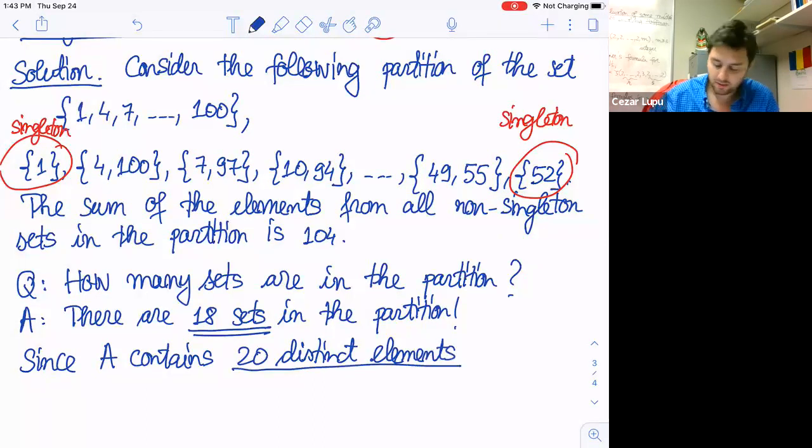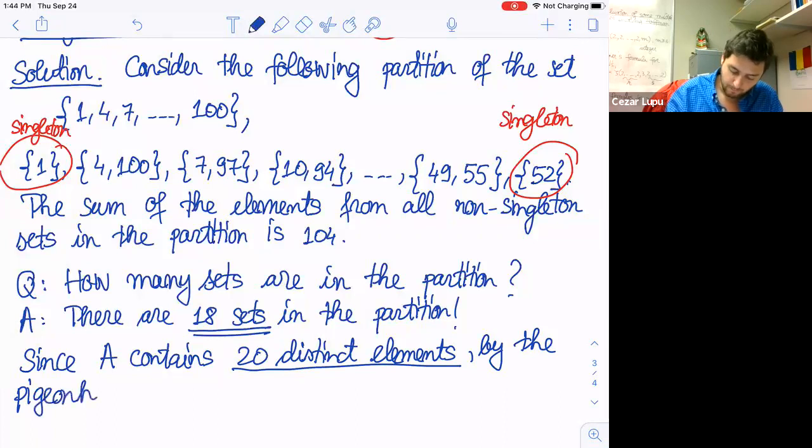what can we say by the pigeonhole principle? I always forget to write the O. By the pigeonhole principle, what do we get?